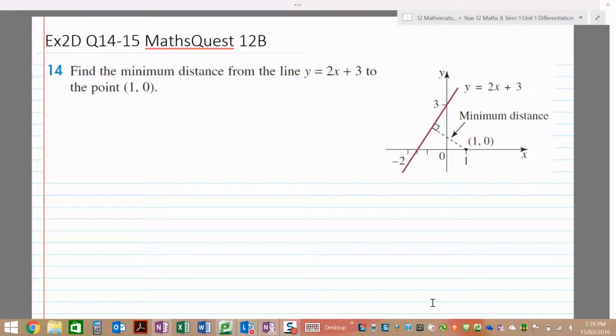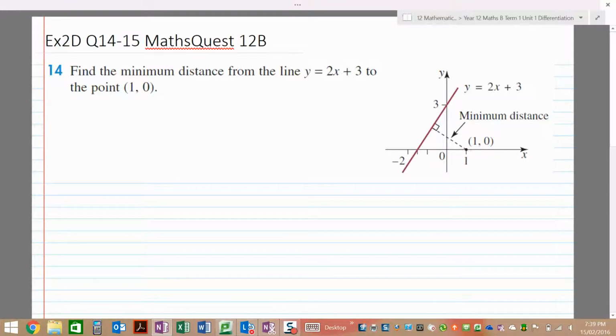I'll do these last three problems all in one go, as they're all pretty similar and should be pretty easy to set up. So I'll spend a lot of time on question 14, and the other two should be pretty straightforward. It says, find the minimum distance from the line y equals 2x plus 3 to the point (1, 0).